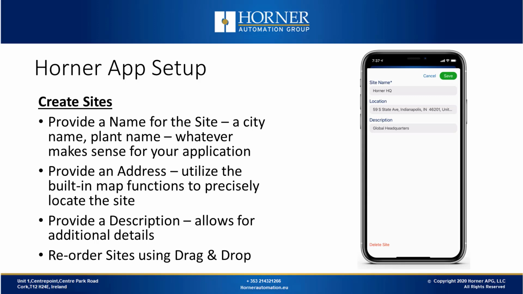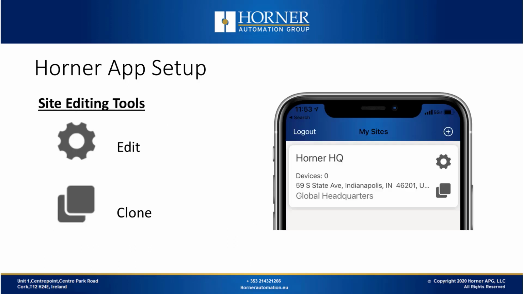First, provide your site with a suitable name for your application. Next, give your site your desired address. You can use map functions to help locate the address on the map. Then, provide an appropriate description for your site. Finally, you can change the order in which sites are listed on screen. Once you've set up a site, you can edit that site later using the Edit button. You can also clone that site if you have several similar sites, and then edit the details to make the clone site different after it has been cloned.